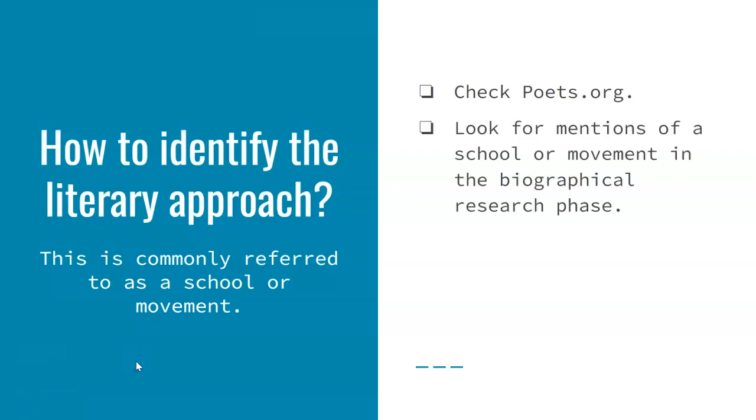You can look for mentions of the school or movement in the biographical research phase. Is there a journal article, a blog, a newspaper, or a Wikipedia source that tells you what the poet's school or movement is?